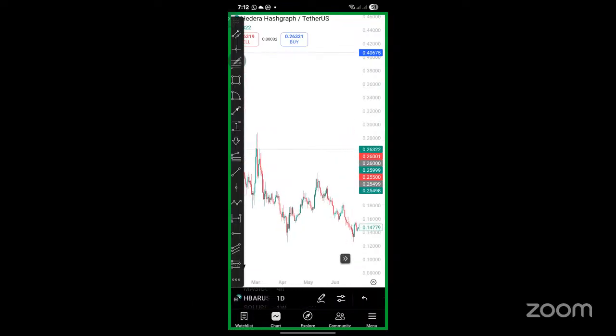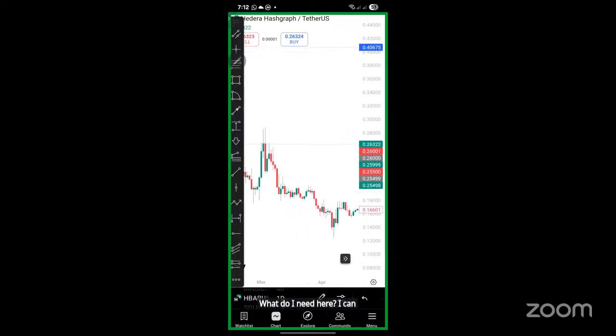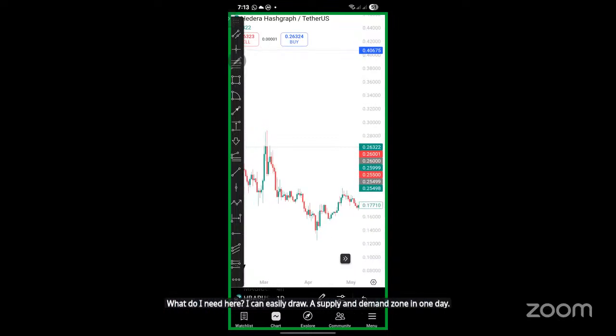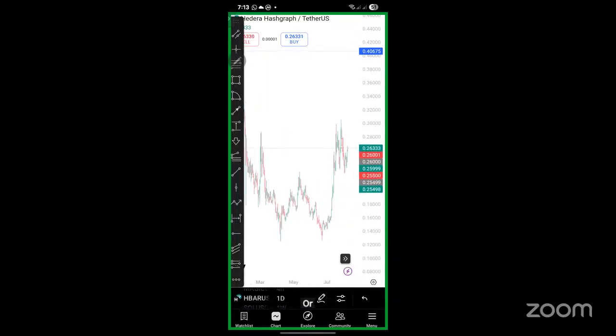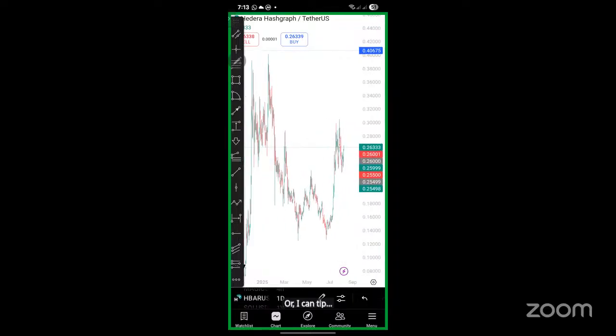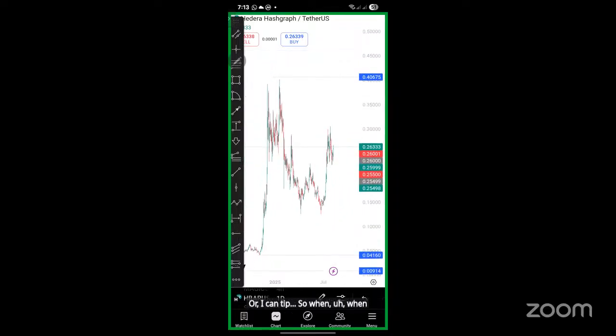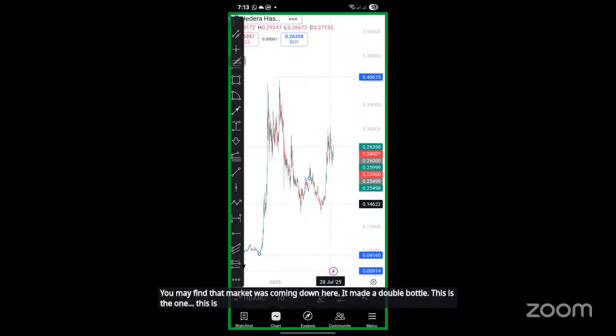What do I need here? I can easily draw a supply and demand zone in 1 day. So when I come to 1 day, you will find that market was coming down here. It made a double bottom. This is what I wanted to talk about, the double bottom. What is a double bottom?